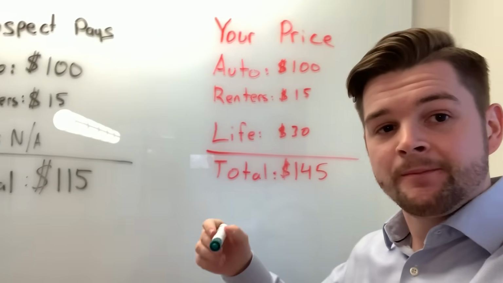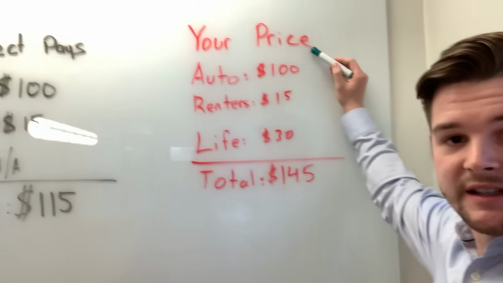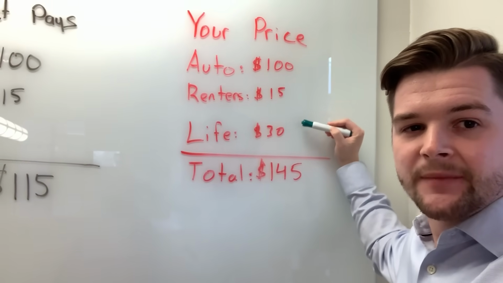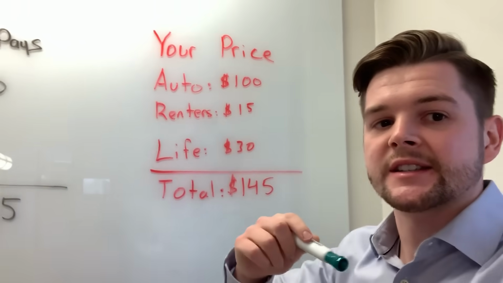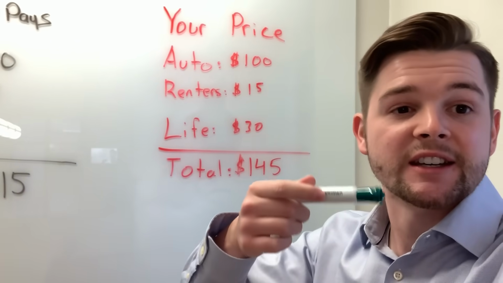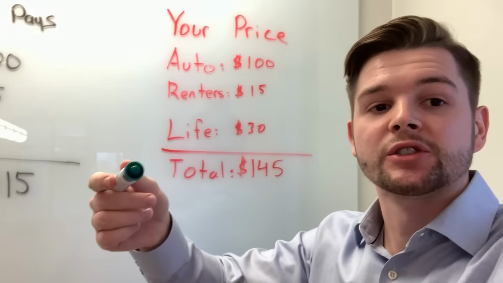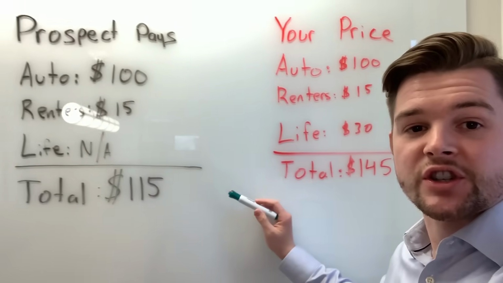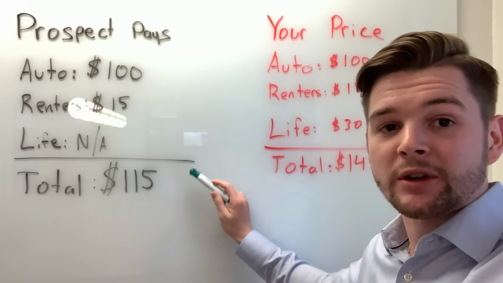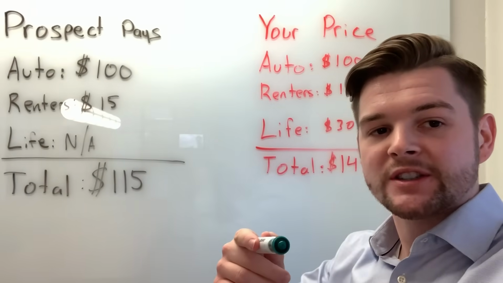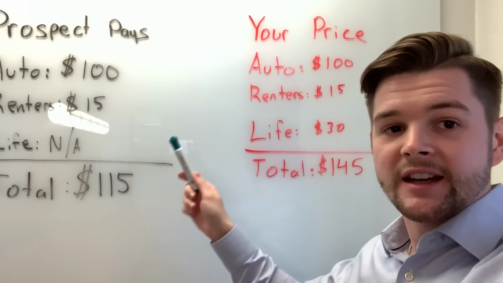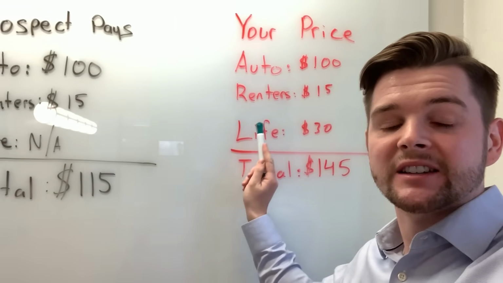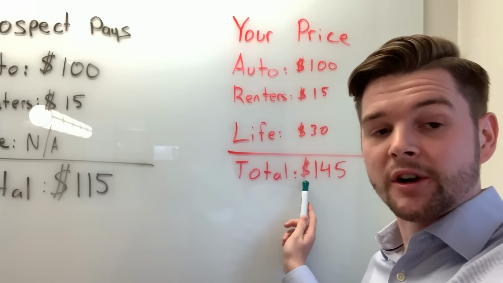Now, you quoted them, and your price is $100 for the auto, $15 for the renters, and $30 for life insurance because you included a life insurance policy, you talked about that earlier in the conversation. So your total price is $145, which is more than what the prospect pays right now. You with me so far? So the big difference here is that auto and renters is the same price, but because we're adding life insurance, our price is a lot more.